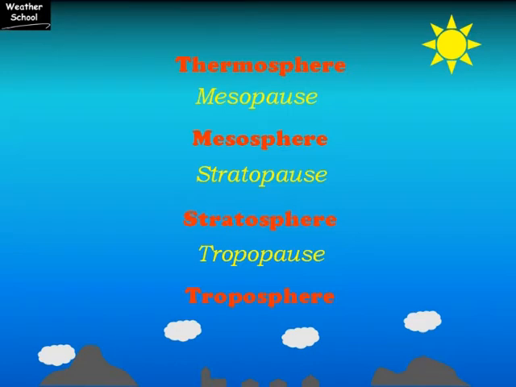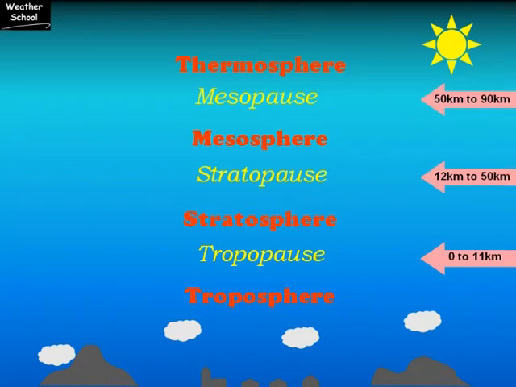Now the heights of each of these layers varies on a day-to-day basis dependent on temperature. The troposphere extends up to about 11 kilometers. The stratosphere extends between 12 kilometers and about 50 kilometers, with the mesosphere between about 50 kilometers and 90 kilometers. The thermosphere is above 90 kilometers.